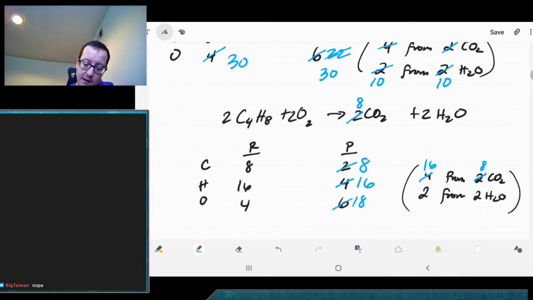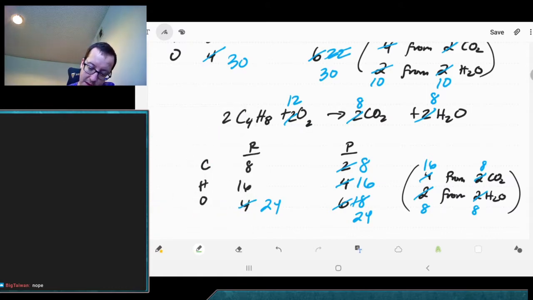We need to have 16 hydrogens on the right, so that means we need 8 waters. If we have 8 waters, we'll have 8 more oxygens. 16 plus 8 is 24. If we need 24 oxygens, then that means this number needs to be 12 here. And everything should be balanced now.